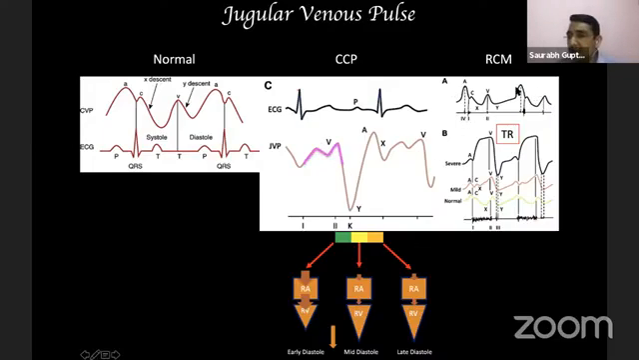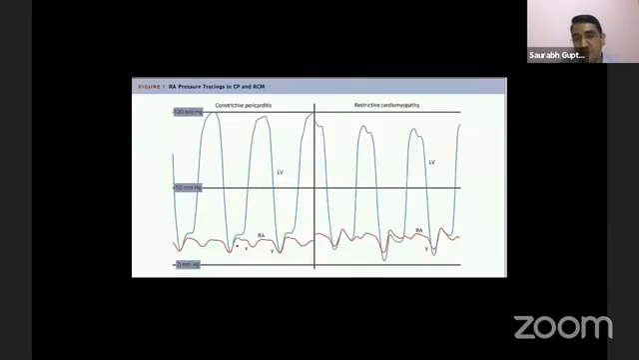On the other hand, in RCM, the flow is also happening here, but it is restricted because of the myocardial problem. So the Y is still there, but the X is blunted. So that is the difference we will find in jugular pressure.